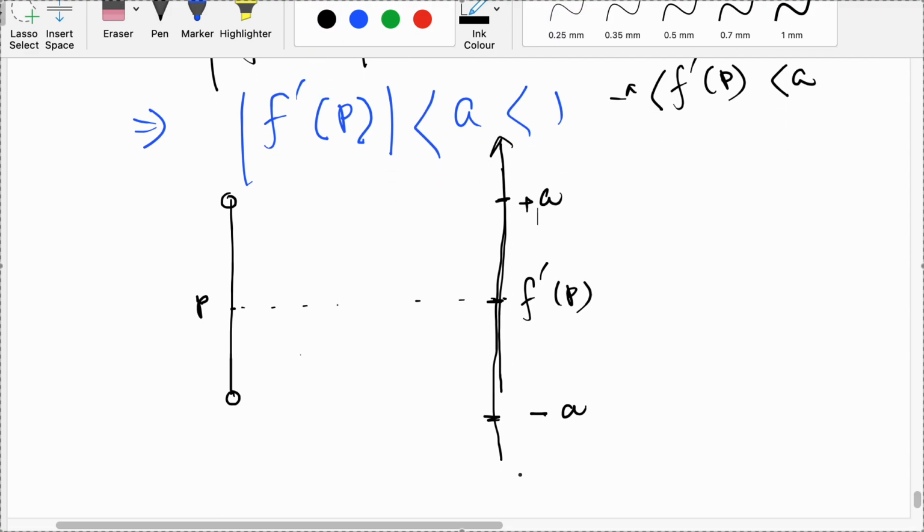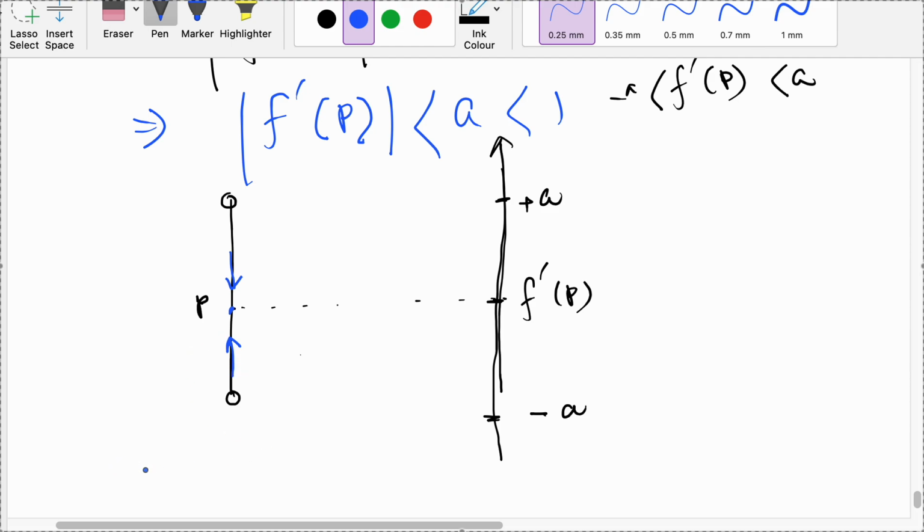Now from limits, using a little bit of differential calculus, you know that if I approach this point from the right-hand side or the left-hand side, it doesn't matter.